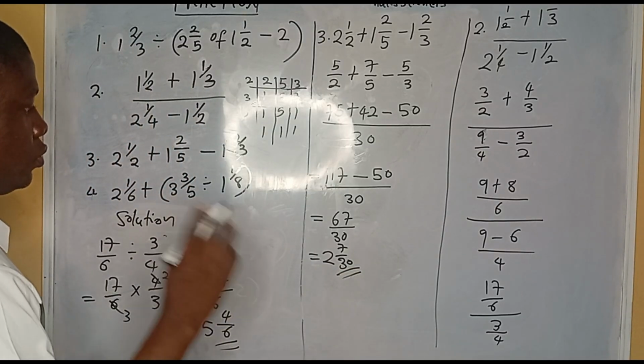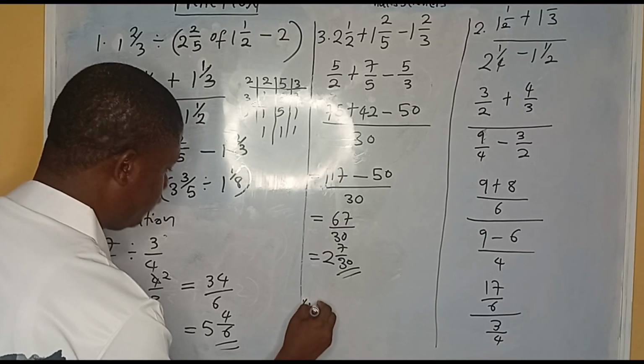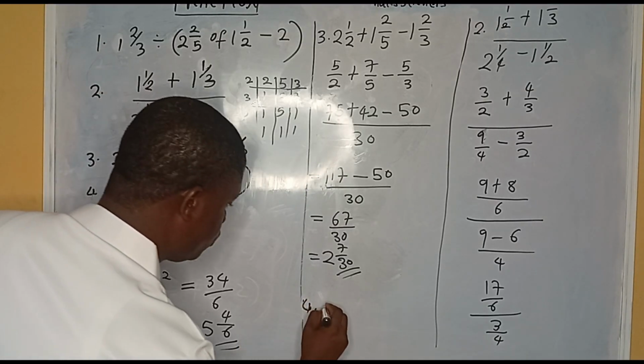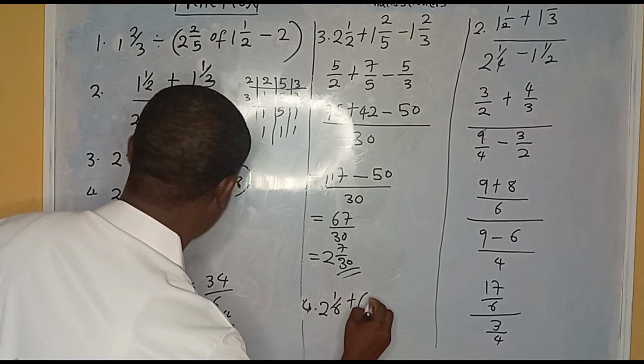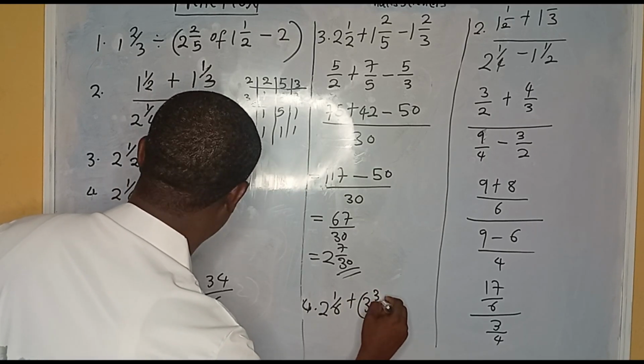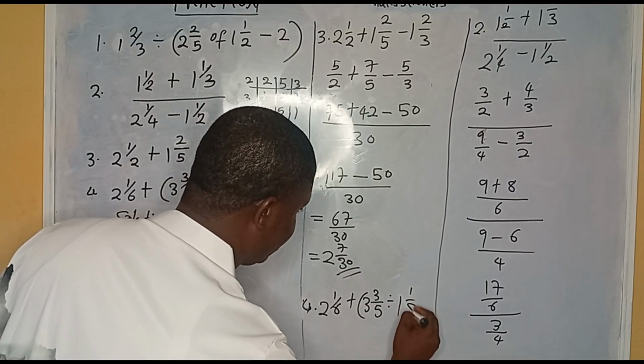So please, I want you to try the last one. That is number 4. I want you to try number 4, which is 2 whole number 1 over 6 plus 3 whole number 3 over 5 divided by 1 whole number 1 over 8.